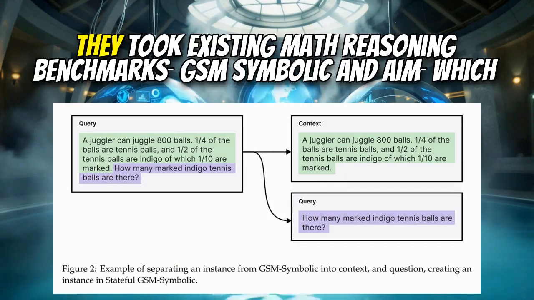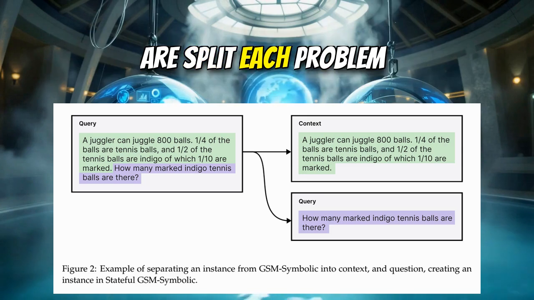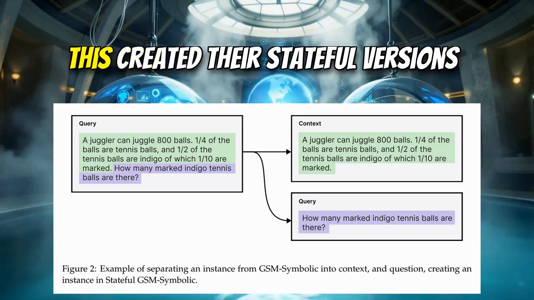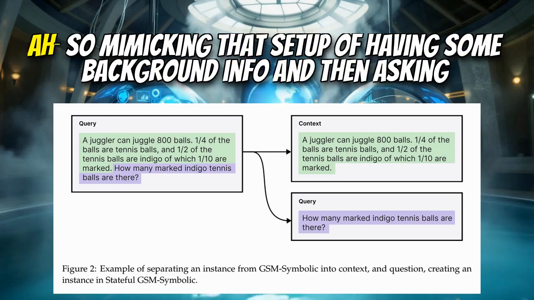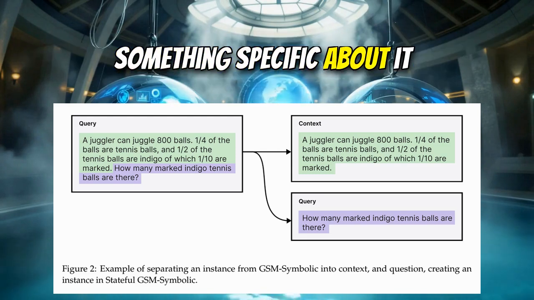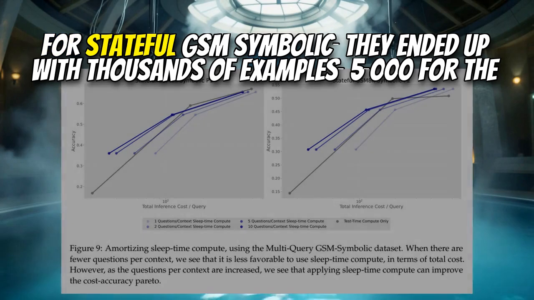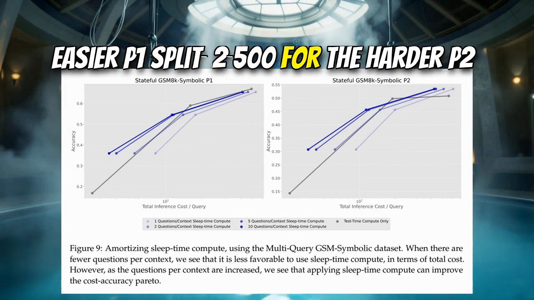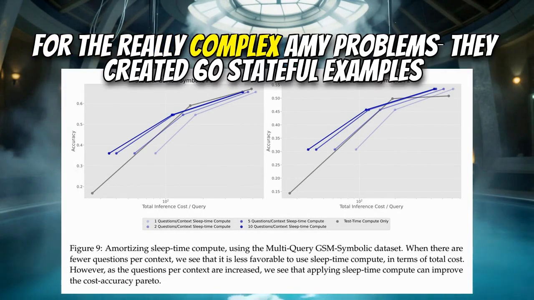They got creative. They took existing math reasoning benchmarks, GSM Symbolic and AIME, which are known to be pretty tough, and they split each problem. Part of it became the context, and the other part became the question. This created their stateful versions. Ah, so mimicking that setup of having some background info and then asking something specific about it. Exactly. For stateful GSM Symbolic, they ended up with thousands of examples, 5,000 for the easier P1 split, 2,500 for the harder P2. For the really complex AIME problems, they created 60 stateful examples.